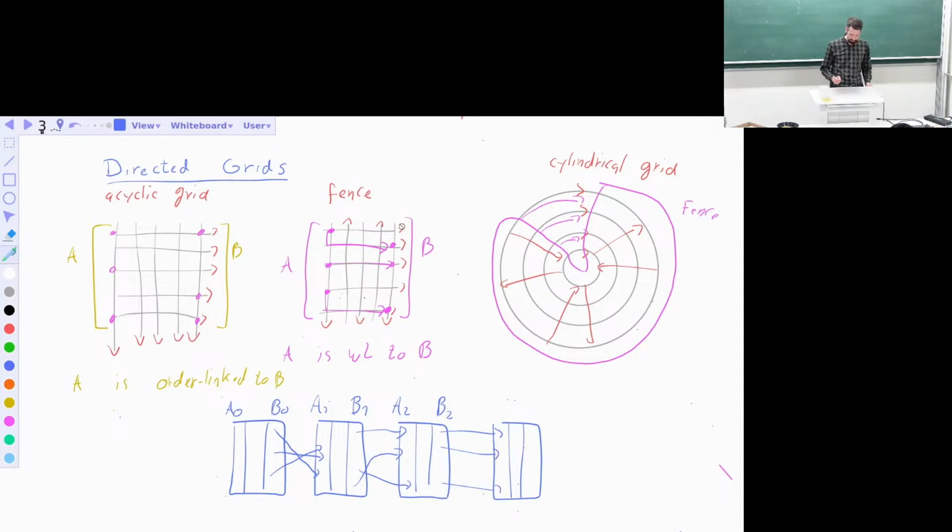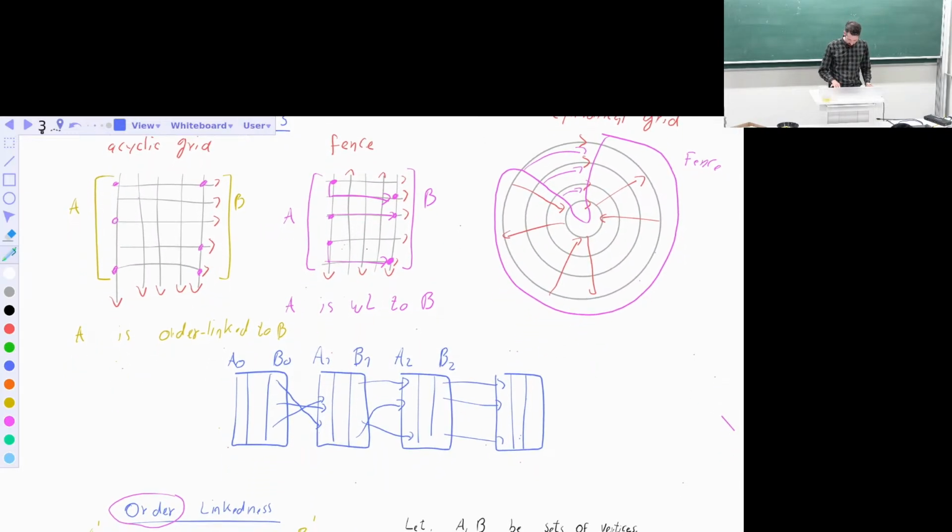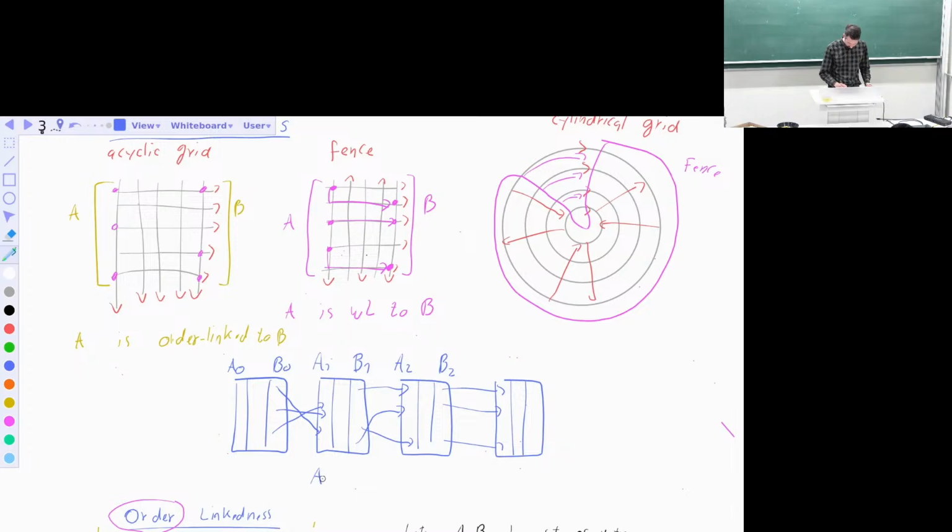And now if you want to capture what the fence is doing, what I'm going to require is that my Ai is well linked to Bi. And this is going to be what we call a path of well linked sets. And if you're on the acyclic grid, what you're going to require is that Ai is order linked to Bi, which is going to give us the path of order linked sets.